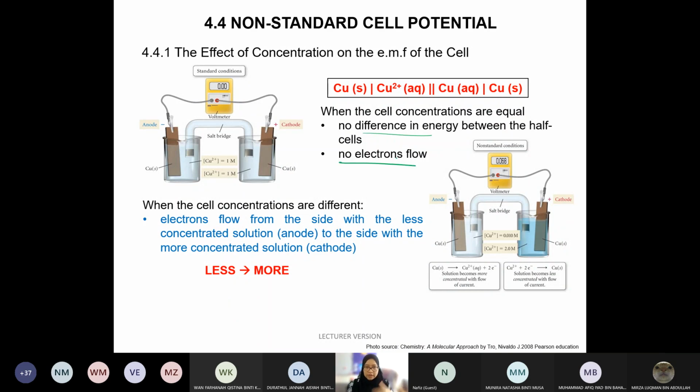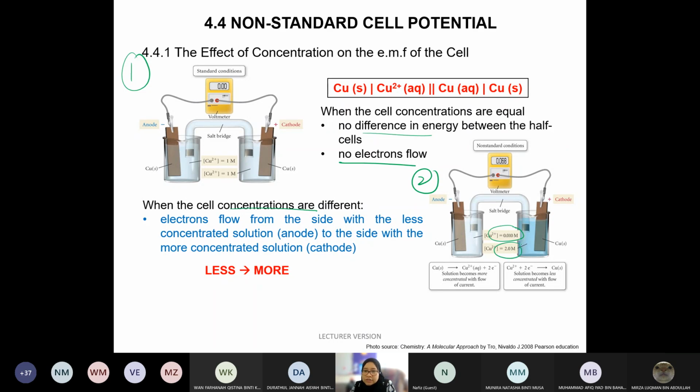So in order for the electron to flow, the cell concentrations need to be different. Like this is the first one, this is the second one. The setting is exactly the same, the electrode and salt bridge, the solution, it's just that the concentration is not the same. They both have this difference in concentration. On the left hand side we have 0.01 molar. On the right hand side we have 2 molar.